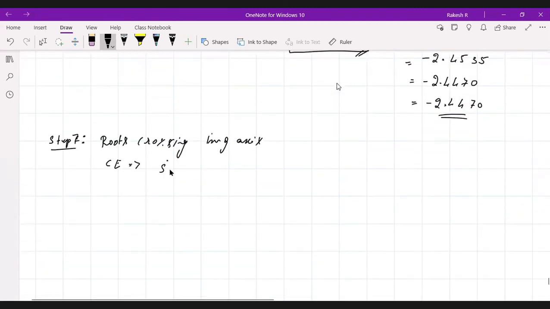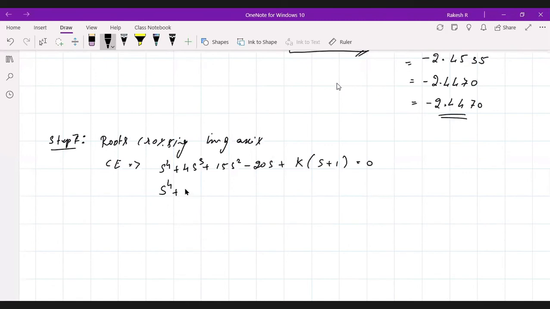S raised to 4 plus 4s cube plus 15s square minus 20s plus 4 plus k into s plus 1 is equal to 0. For Routh's array, what we need to do? We need to have only powers of s in decreasing order. But here we have s power 1 twice, so I'll be reducing this equation.